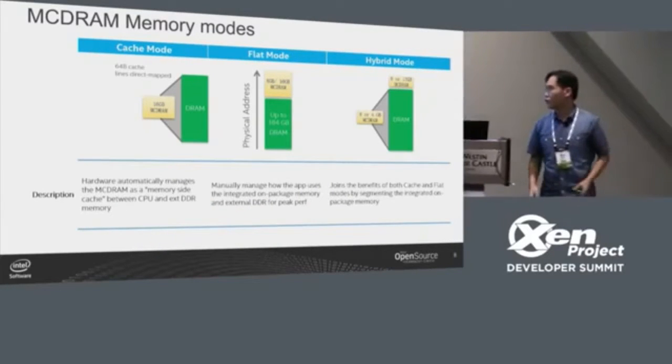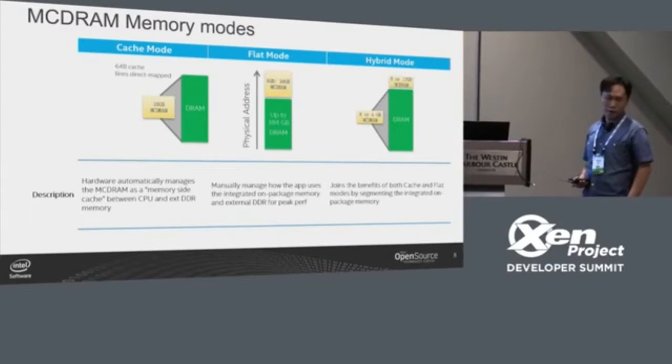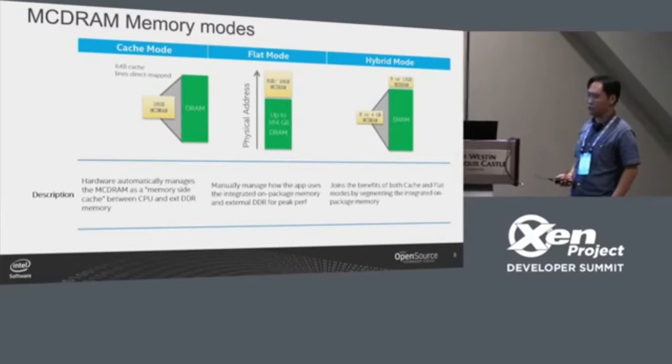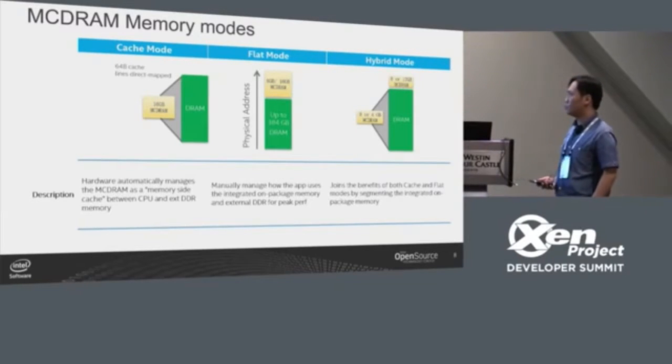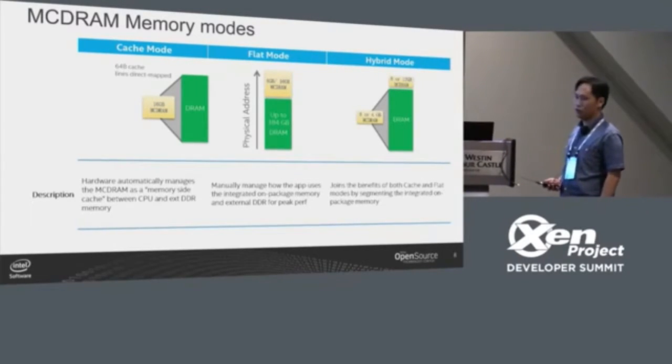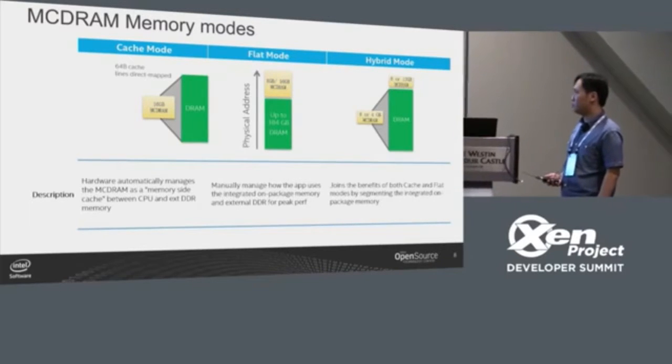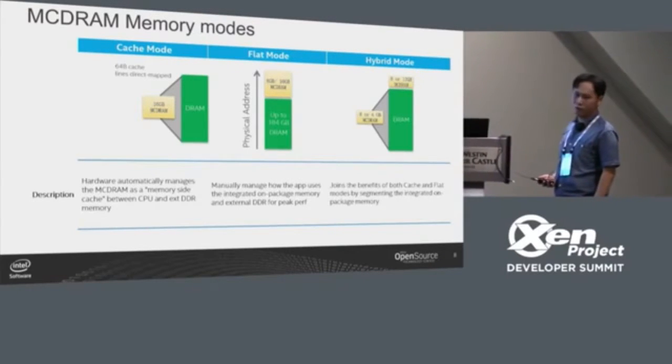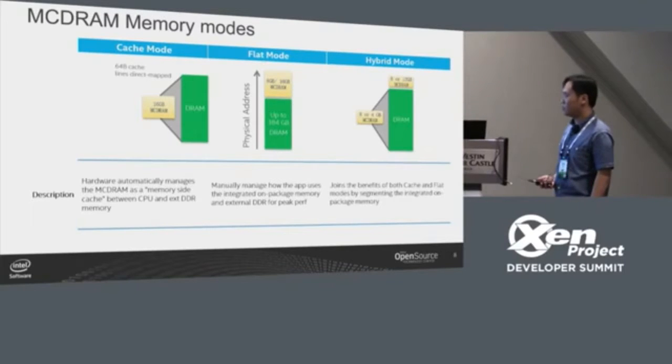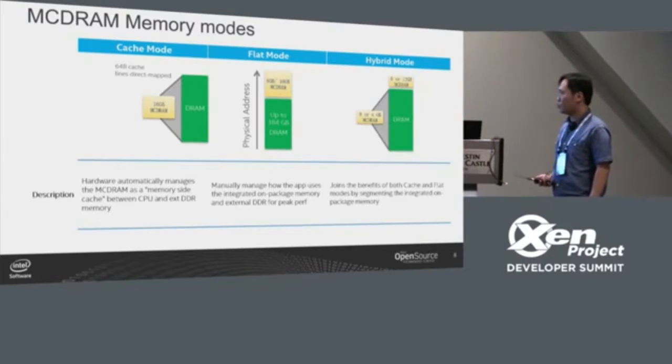I will continue the topics. MCDRAM unpackaged memories provide 3 kinds of memory modes. The first is cache mode. In this mode, the MCDRAM will work as the memory side cache between the CPU and the DDR. This mode is totally software transparent. Software doesn't need to be optimized and can get benefit from the cache.